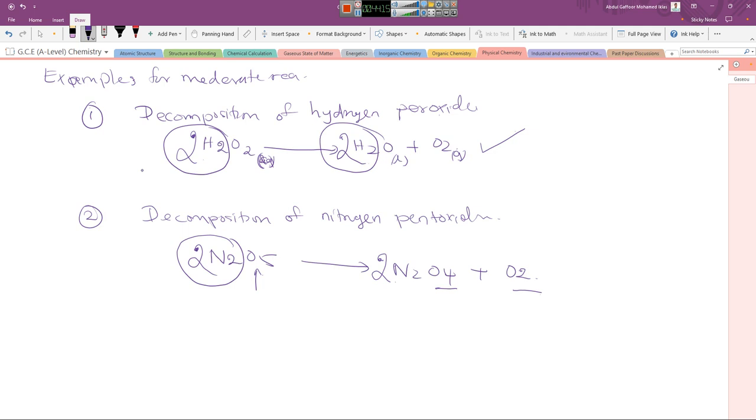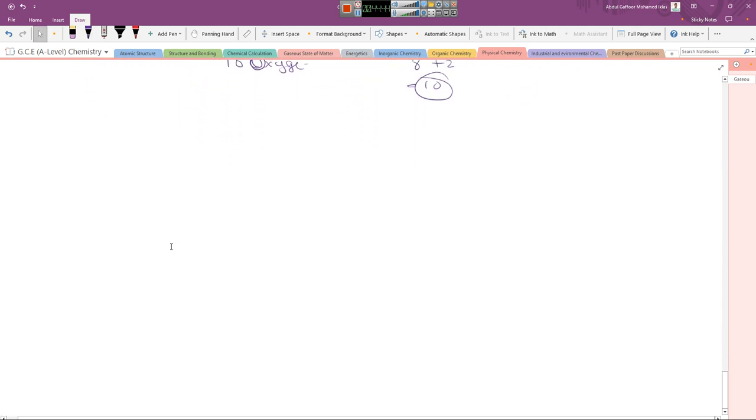So now after multiplying the N2O4 by 2, I will count the number of oxygen. Here already I had 10 oxygens. Now 4 into 2, 8 plus 2, 10. So the number of oxygens is also the same in both product and reactant side. So this is how we have to balance this equation. Now the third example is hydrolysis of an ester.